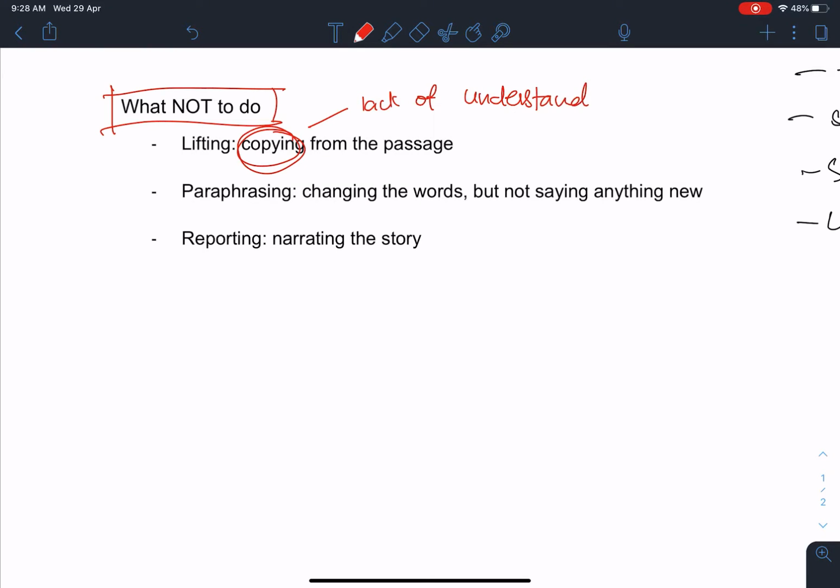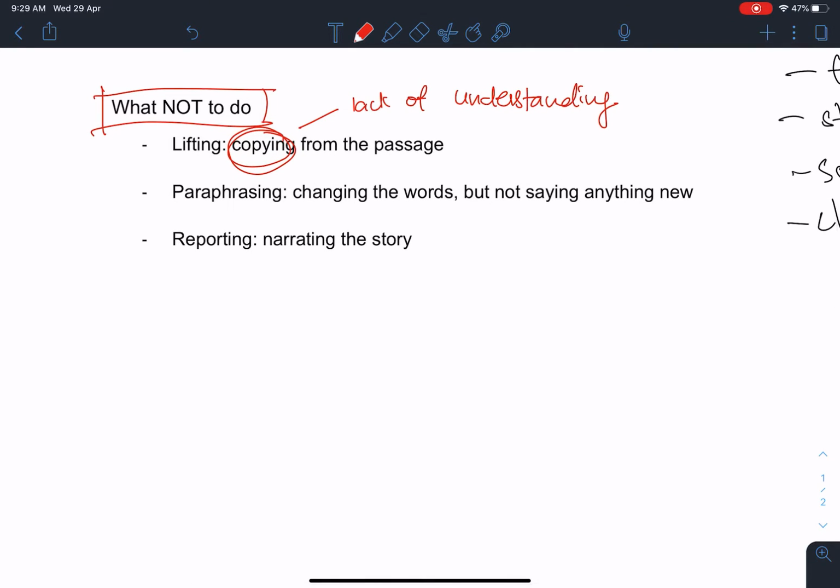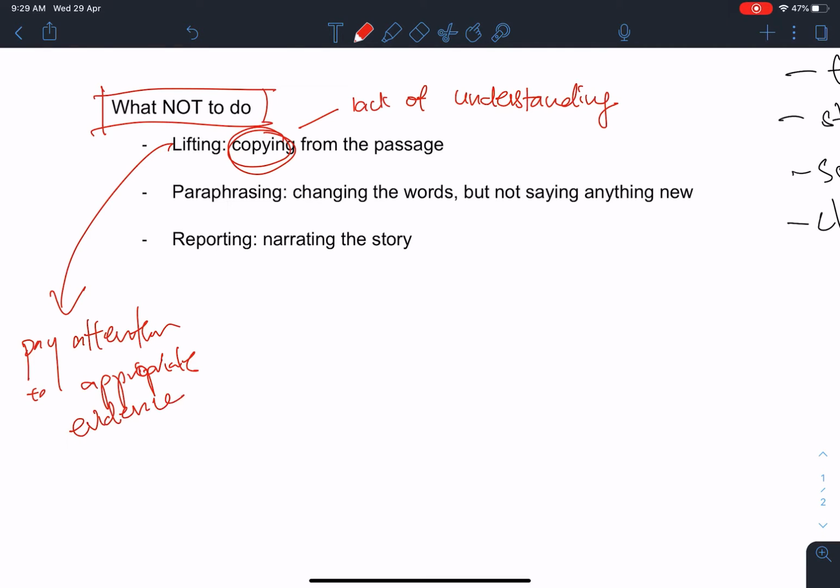For example, last time when I was a student, my mother tongue was not good. So when I didn't know how to do it, I would just copy the whole paragraph into the answer, which obviously indicates that I don't understand anything. So if you are copying, then you are not doing anything. You are just lifting, and that will simply give you a 0. It will drop your comprehension grade. So what is the fix? You need to pay attention to detail. Pay attention to appropriate evidence. Spend the effort to pick out the most important things.